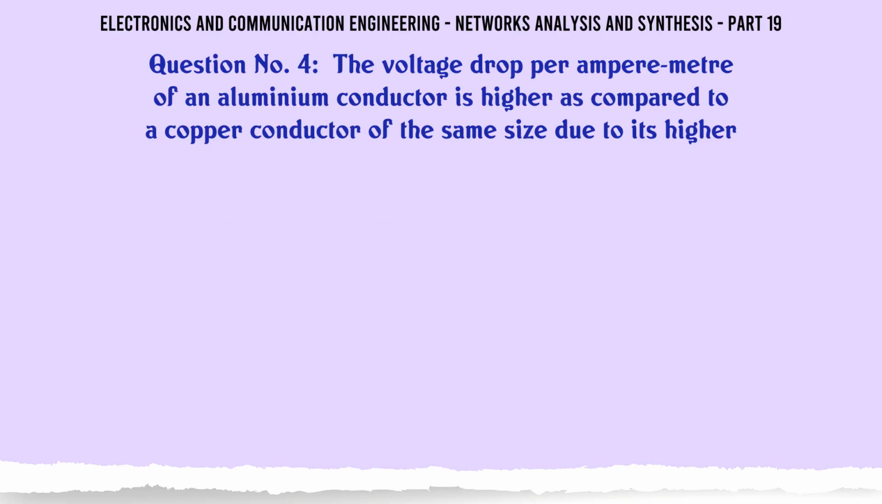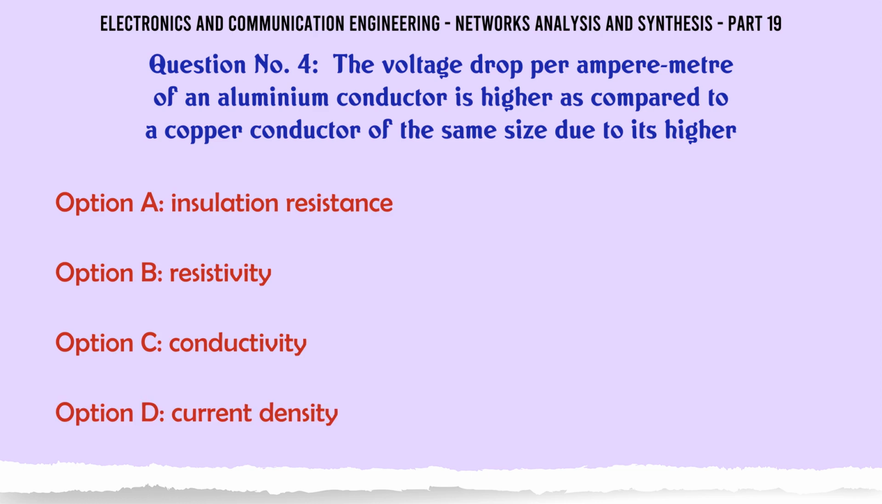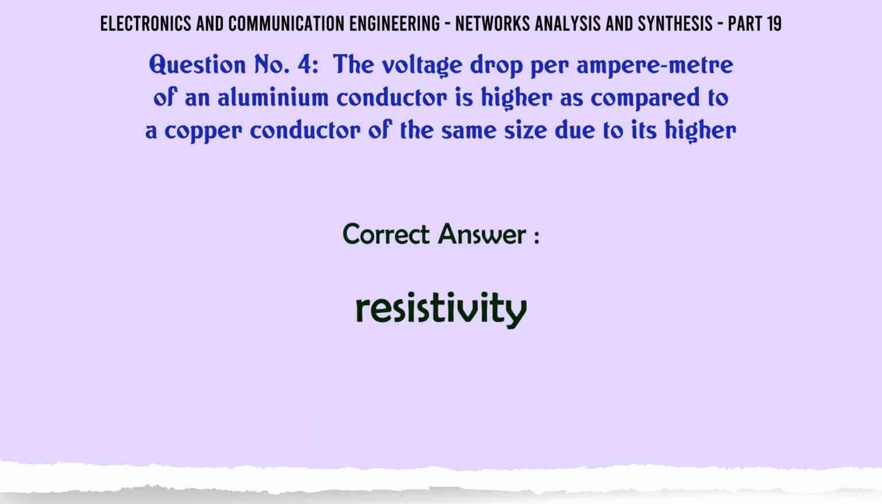The voltage drop per ampere-metre of an aluminium conductor is higher as compared to a copper conductor of the same size due to its higher: A) insulation resistance, B) resistivity, C) conductivity, D) current density. The correct answer is resistivity.